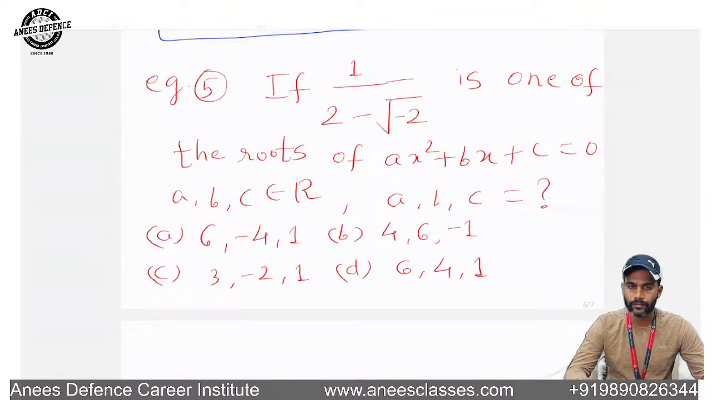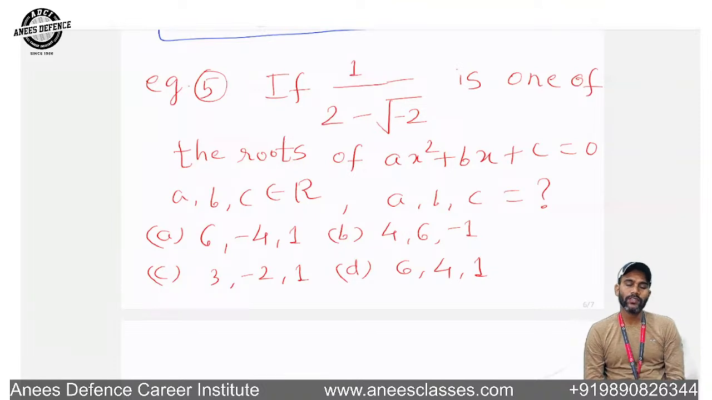Very easy. How can we solve it? If one of the roots is 1 upon 2 minus under root minus 2, it can be written as root 2 iota. Yes or no? And we already know one property. What is the property? If roots of a quadratic equation are non-real, they are conjugates. Yes or no? So if one of the roots is 1 over 2 minus root 2 iota, the other root would be 1 over 2 plus root 2 iota.